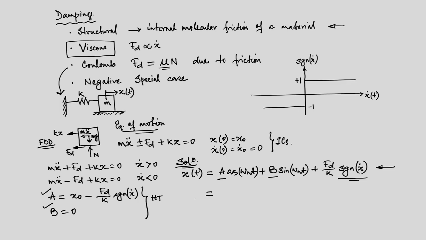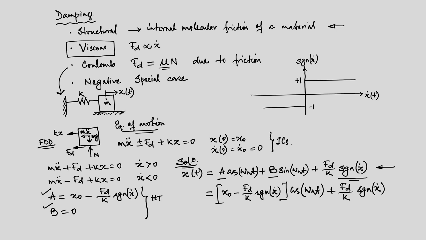Now, once you have these constants, you can then find out the solution. So, in this case the solution is x naught minus f d by k, times signum x dot, times cos of omega n t, plus f d by k signum x dot.